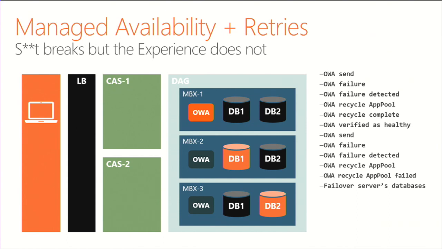Now, why is that? It goes back to that original concept that I said, the key to enlightenment. For a given user session, the protocol instance that will be involved is going to be the protocol instance that is local to the active database copy. So the OWA instance on Mailbox 2, the OWA instance on Mailbox 3 will never be involved with servicing a request for the active databases on Mailbox Server 1. Only Mailbox Server 1's OWA instance will be involved.